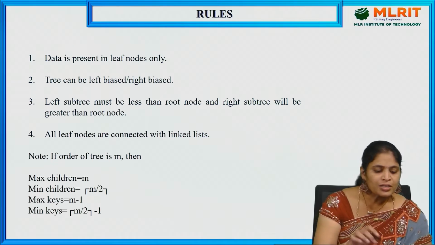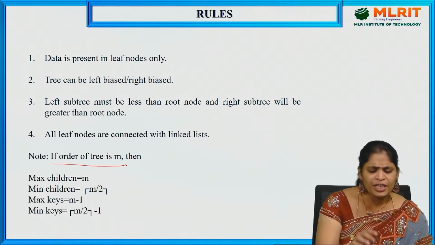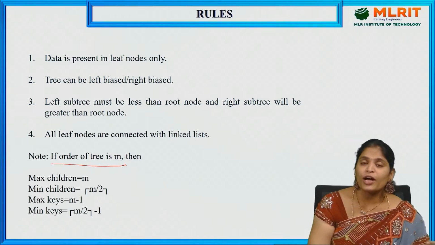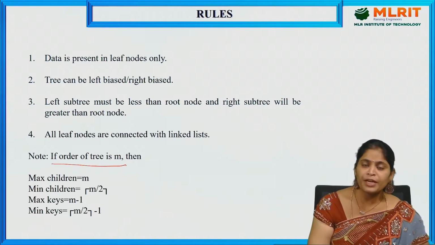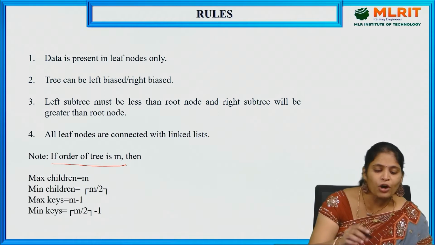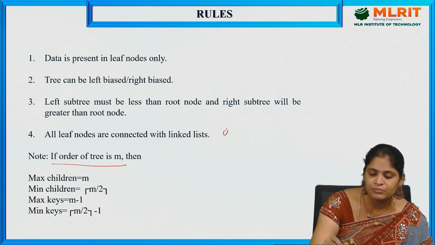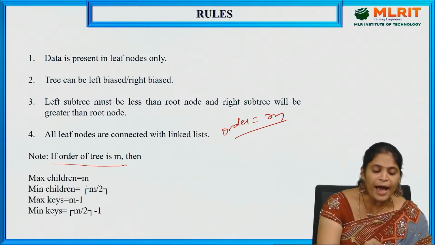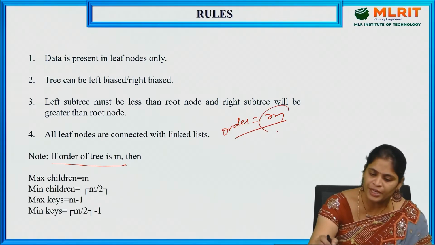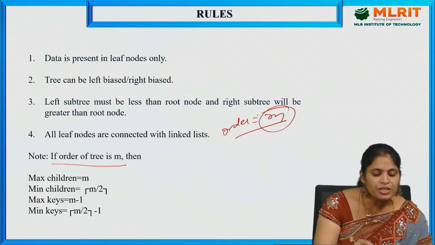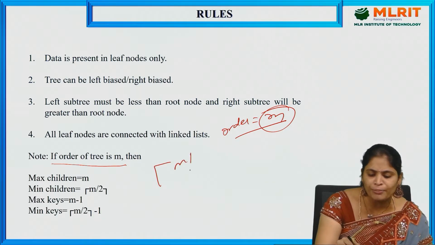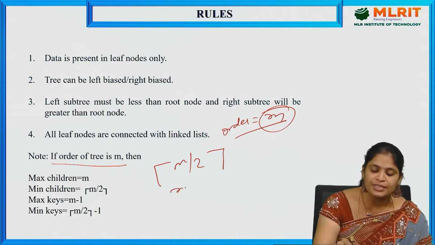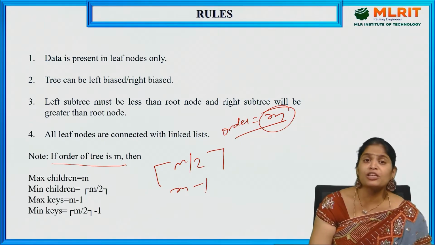Okay. So, if the order of the tree is M, these are some of the conditions that we should follow to construct or to maintain the balance in B plus trees. If the order is equal to M, then maximum children must be M itself. Minimum children is equal to ceil of M by 2. Right, ceil of M by 2. Maximum keys can be M minus 1. Minimum keys is ceil of M by 2 minus 1.